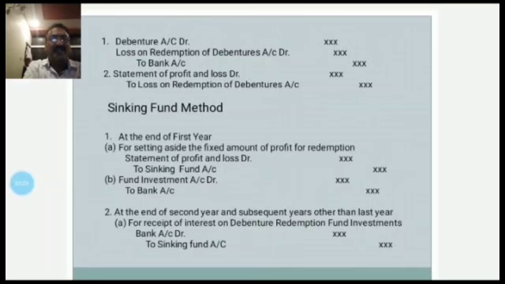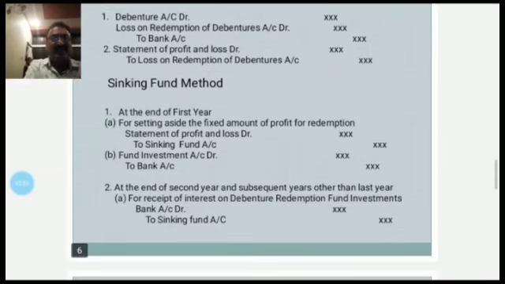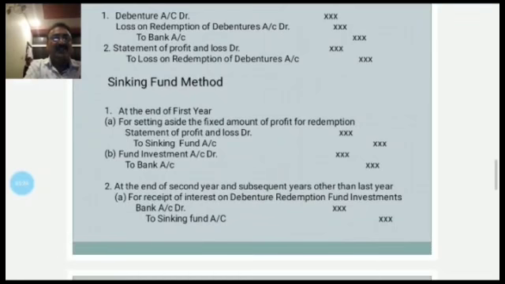Sinking fund method, next method. In this method, you have to pass the two journal entries. First at the end of the first year, next one at the end of the second year. At the end of the first year, for setting aside the fixed amount of profit for redemption, statement of profit and loss account debit to sinking fund account. Sinking fund investment account debited to bank account.